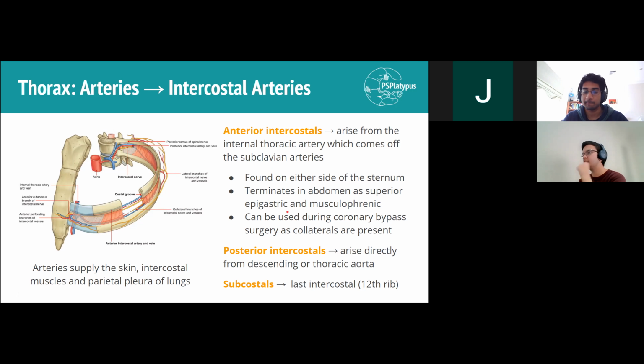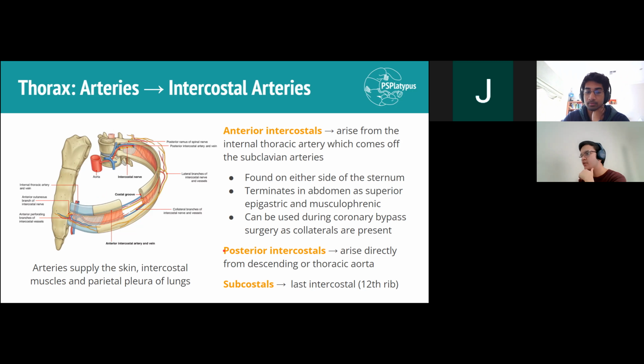Interestingly, you can take these arteries out and use them during coronary bypass, just because you've got this posterior intercostal acting as a little bit of a collateral. So you don't really need to have both sides of your internal thoracics there. You can take one and use it during your coronary bypass surgery. Obviously, there's going to be some implications in that sense.